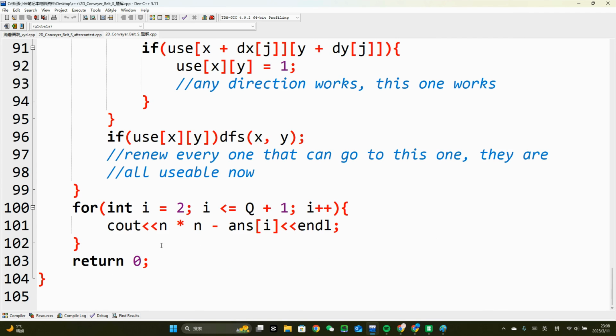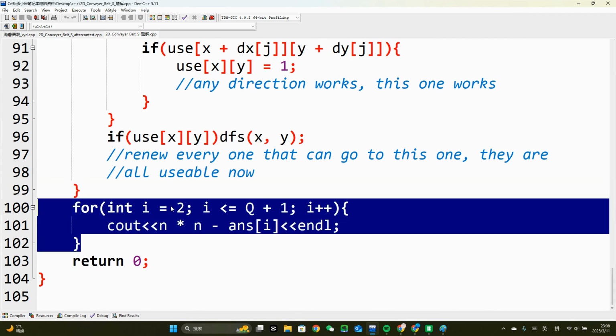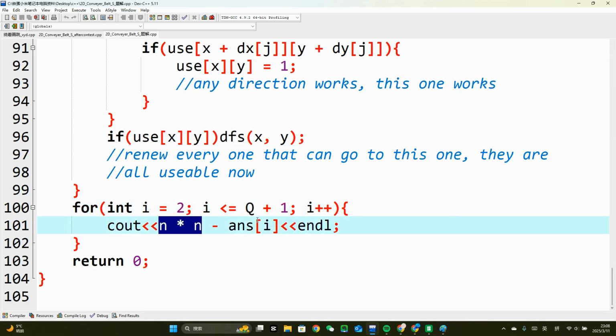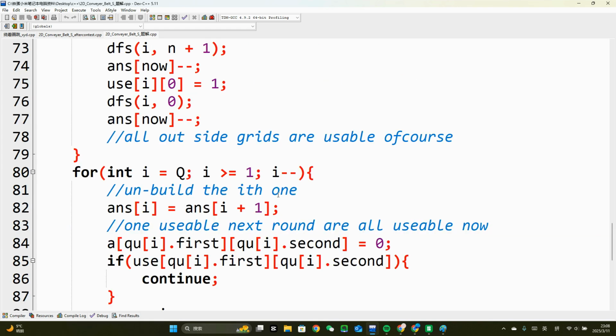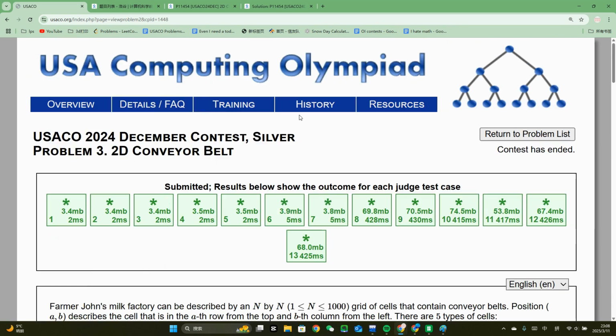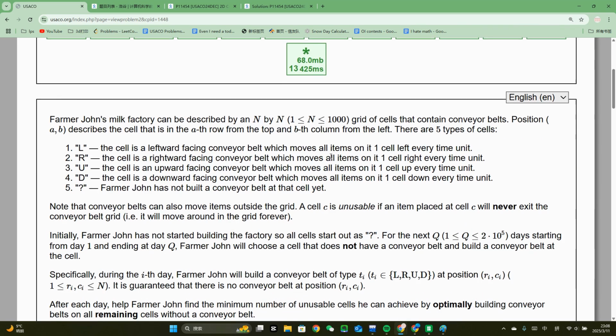Then you just output the answer in the forward order again. However, notice how we counted the usable cells in this one, so it's just n times n, which is the total number of cells, minus the number of usable cells, giving us the number of unusable cells. Okay, so that is the kind of long problem review of the USACO 2024 December contest silver problem 3 of 2D conveyor belt. I hope this video helped, and thank you for watching. I'll see you tomorrow.